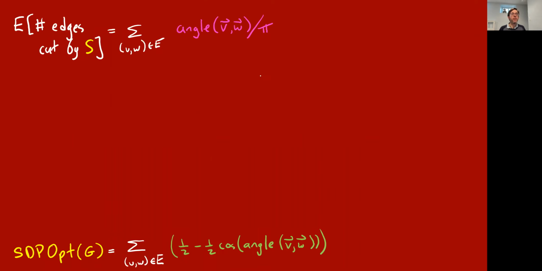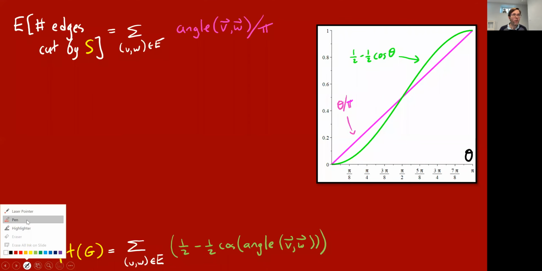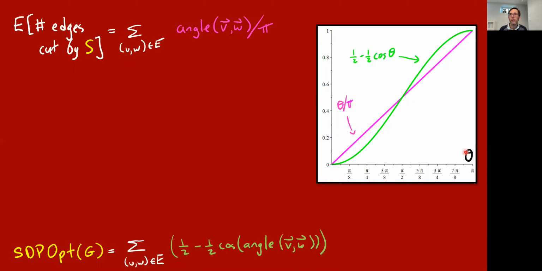So let me put this back up here. Expected number of edges cut by the algorithm is the sum of this purple or magenta expression. And you can just plot these two quantities as a function of the angle theta. Any two unit vectors, their angle is somewhere between 0 and pi, 0 and 180 degrees. The probability that these vectors get cut by the algorithm is a linear function of their angle. If they're at angle 0, it's 0. If they're at angle pi, it's 1. So it's just this expression up here, theta over pi.